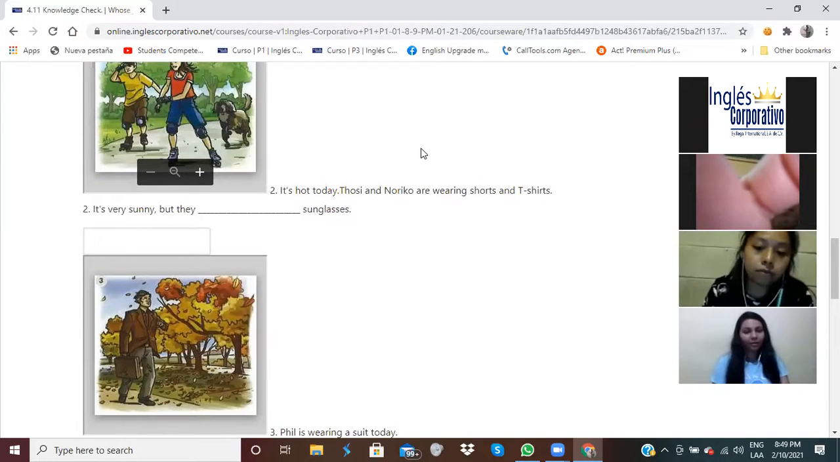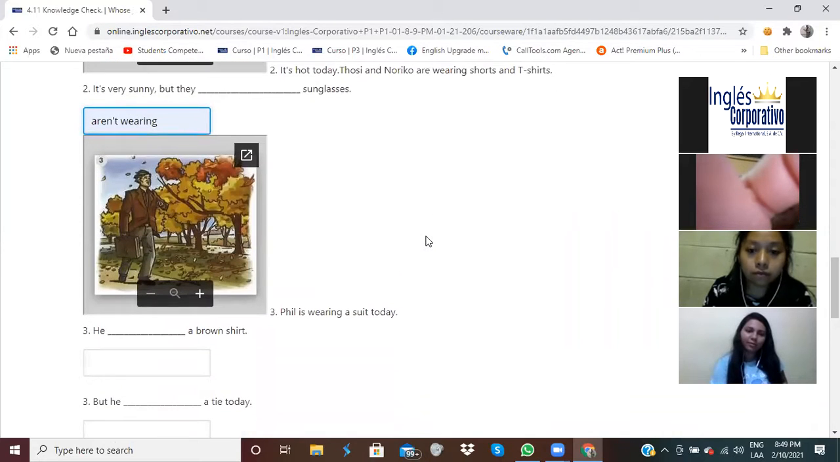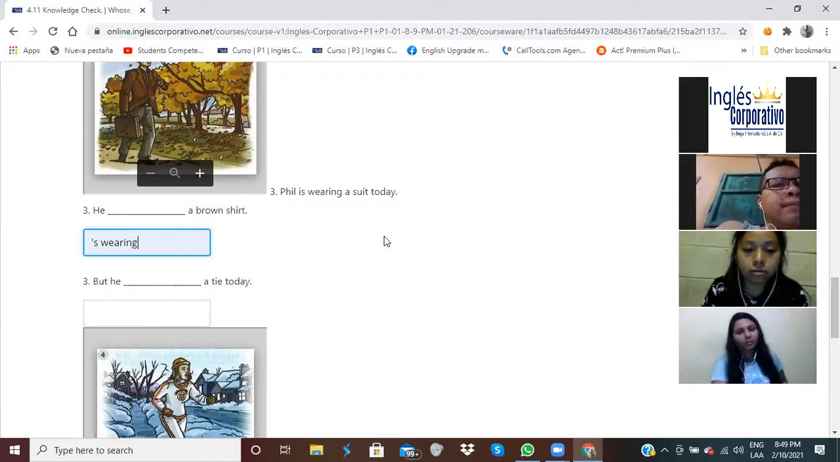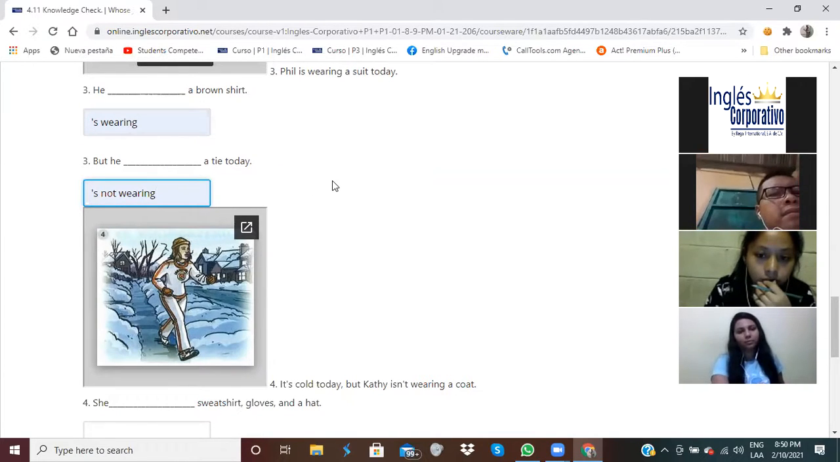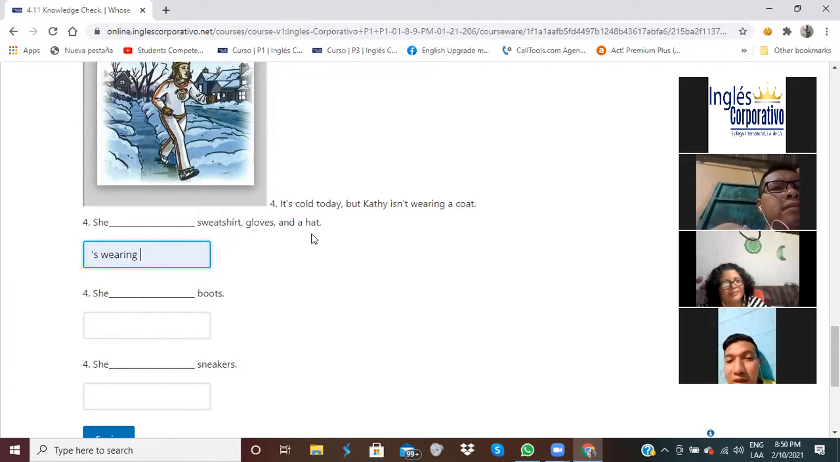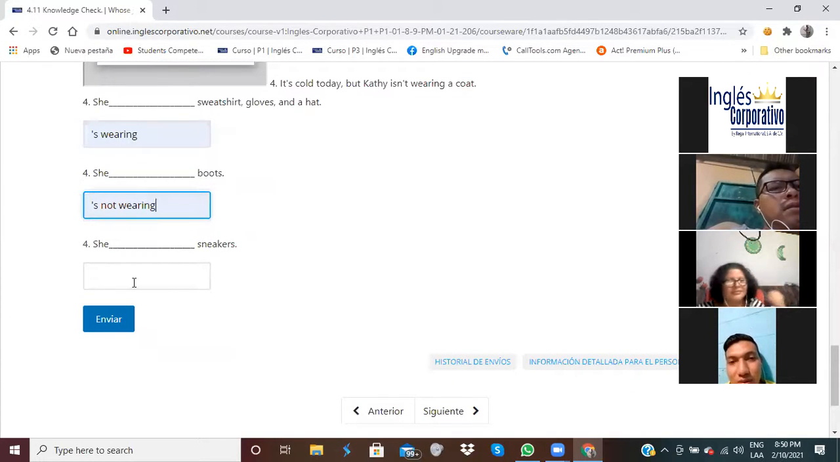It's hot today. Toshi and Noriko are wearing shorts and t-shirts. It's very sunny, but they aren't wearing sunglasses. Phil is wearing a suit today. He's not wearing a tie today. It's cold today, but Kathy isn't wearing a coat. She is wearing a hat. She is wearing sneakers. Perfect.